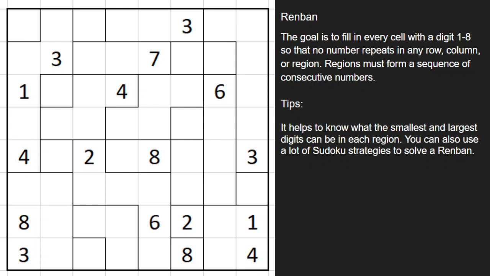How it works is you're going to be filling in every cell with the digit 1 through 8, such that no number repeats in any row, column, or region. Regions must form a sequence of consecutive numbers.